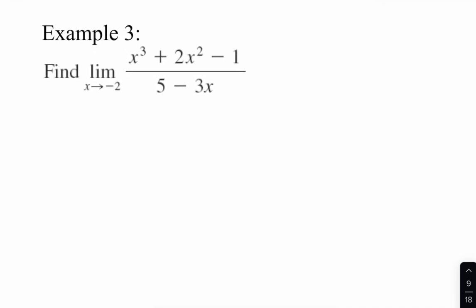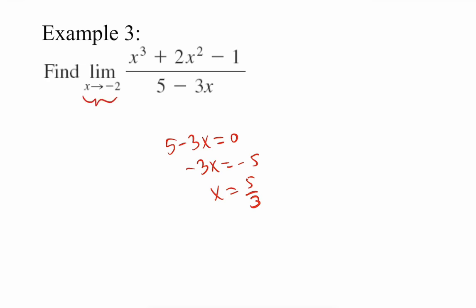So let's look at this example. If you are trying to find the limit as x approaches -2, since this is a continuous function, the only value that we have to be concerned about is if we get a 0 denominator, okay? So if you think about 5 minus 3x equals 0 at a value of 5/3, we aren't plugging in 5/3. If we were plugging in 5/3, we would be concerned.